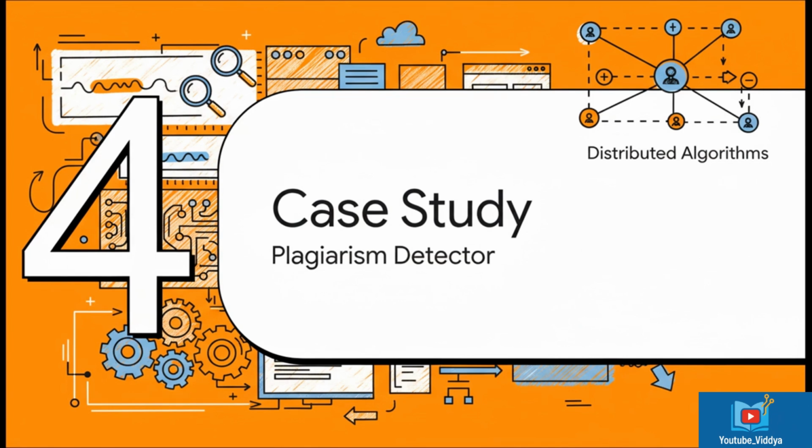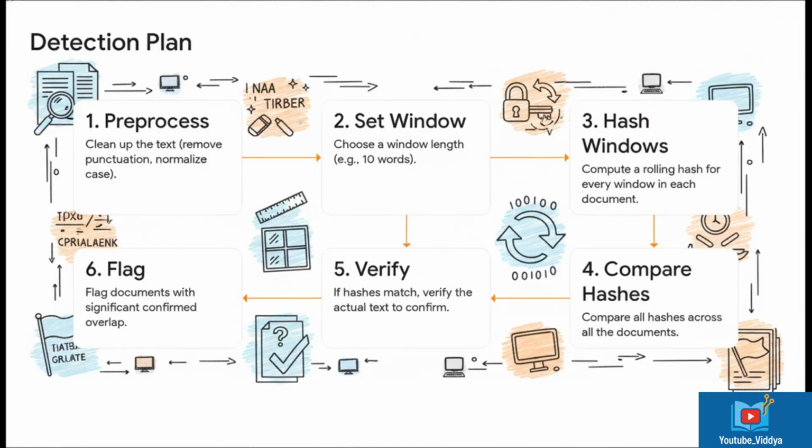Let's put all the pieces of this puzzle together and go back to our original problem. How do we actually build that plagiarism detector to handle 1,000,000 essays? The good news is we now have all the tools we need. Here's the game plan. First, we clean up all the text. Then, we use our good friend, the Rabin-Karp algorithm.